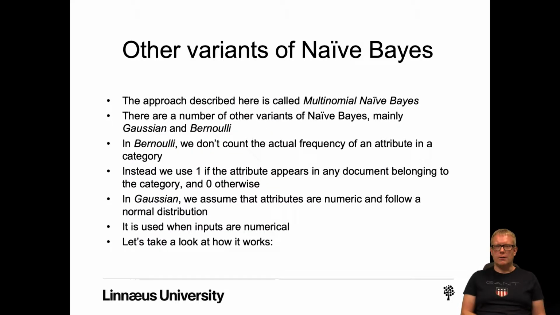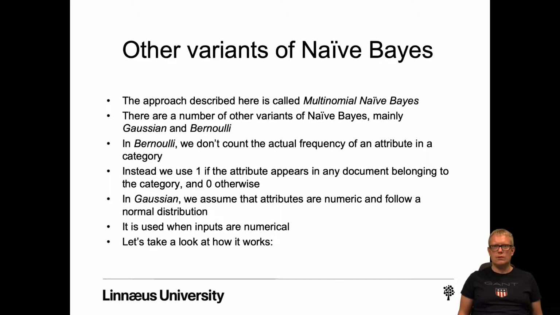There are also other variants of Naïve Bayes. The approach described so far is the multinomial version. There are some other variants, mainly Gaussian and Bernoulli. In Bernoulli, we don't count the actual frequency of an attribute in a category. Instead, we use 1 if the attribute appears in any document or any example belonging to that category, and 0 otherwise. So we don't count the actual frequency, we just use 1 if it exists, 0 if it doesn't exist. Otherwise, Bernoulli works similar to multinomial.